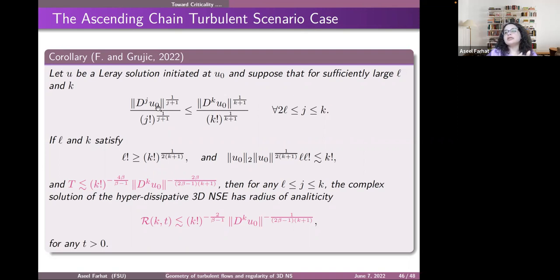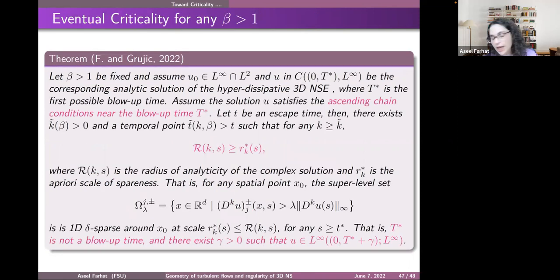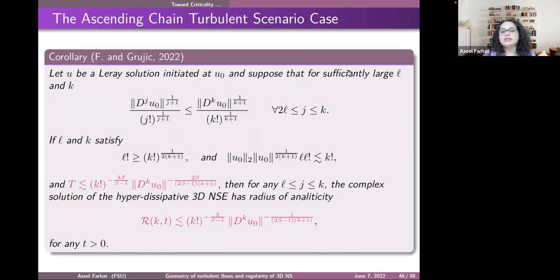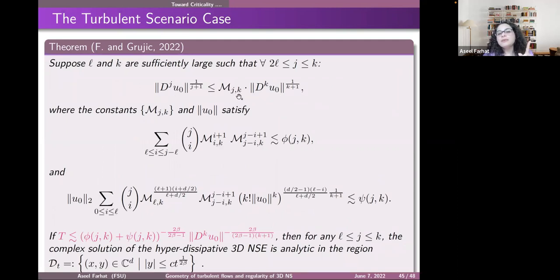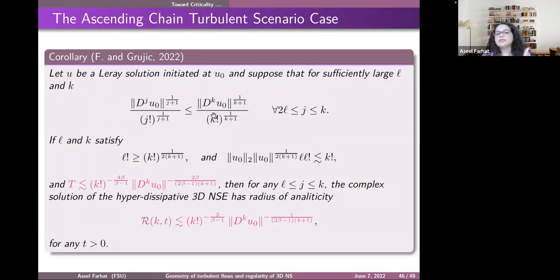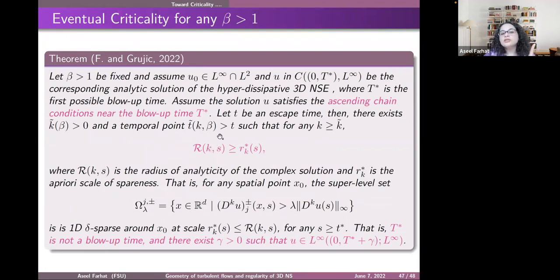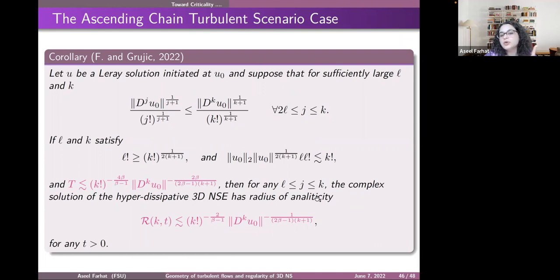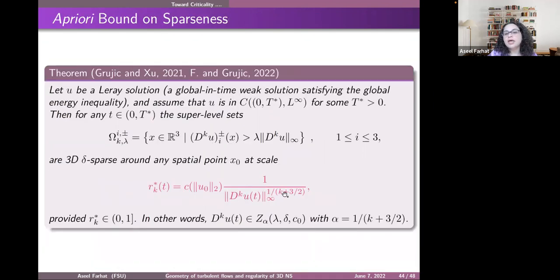We're going to assume that we have the 3D dissipative or hyperdissipative Navier-Stokes with any exponent beta greater than 1. And you assume that you have a first blow-up time t star. But before the blow-up time happens, you look at the escape times, and at one of those escape times you get this turbulent scenario happening at that one point. If this happens at that one point, then in the window of existence, this will continue to happen. The derivatives will continue to behave this way. And furthermore, the radius of analyticity, which I showed on the previous slide, will have a nicer exponent, which is 1 over (2 beta minus 1) k plus 1. And with this magic exponent, if you compare it with the a priori bound, you can match them.